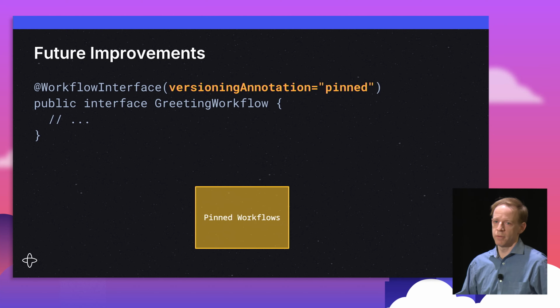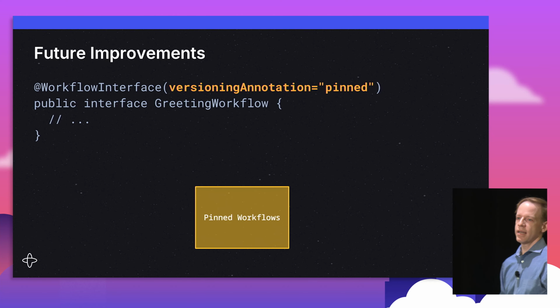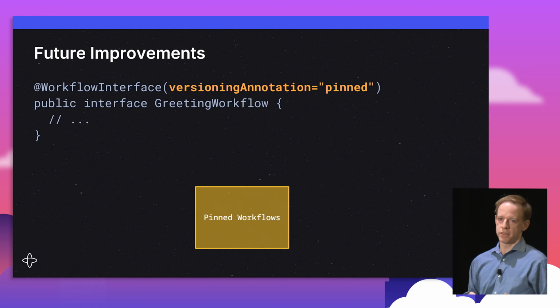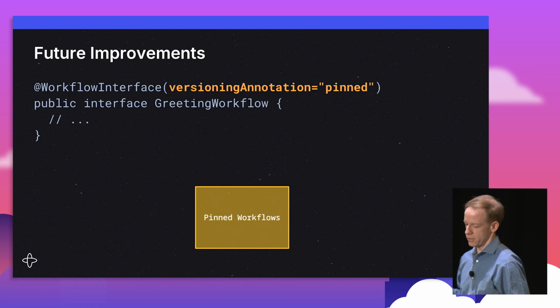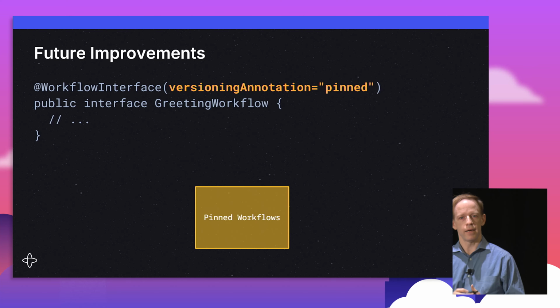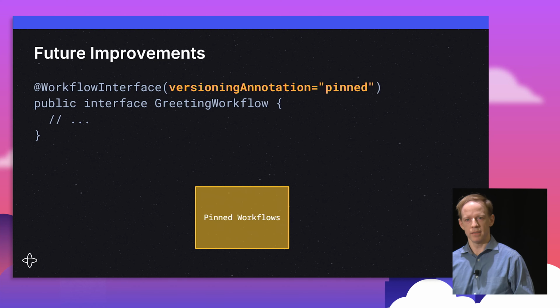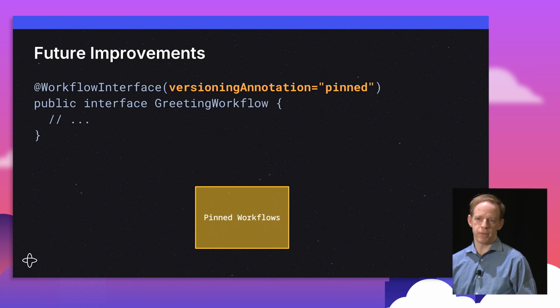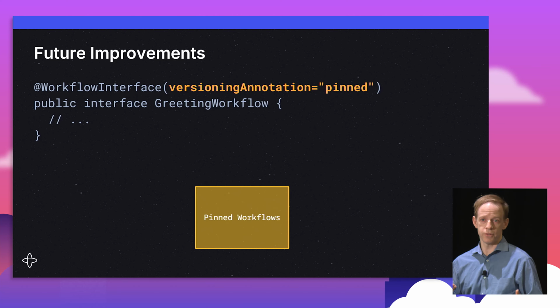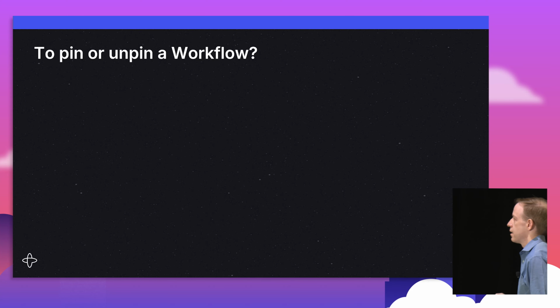I want to talk a little bit more about pinned workflows. We've talked about pinned and unpinned as strategies, and it turns out there's no one-size-fits-all solution here. And so we will be introducing an annotation that lets you decide whether a workflow is pinned. If it's pinned, that tells you as the developer that you do not have to patch it and maintain interface compatibility. If it's unpinned, that tells you that you do. How do you choose?